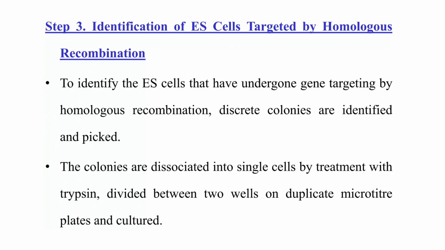The next step is to identify the embryonic stem cells targeted by homologous recombination. To identify these ES cells that have undergone gene targeting by recombination, discrete colonies are identified and picked. The colonies are dissociated into single cells by treatment with trypsin, divided between two wells on duplicate microtiter plates, and are cultured.